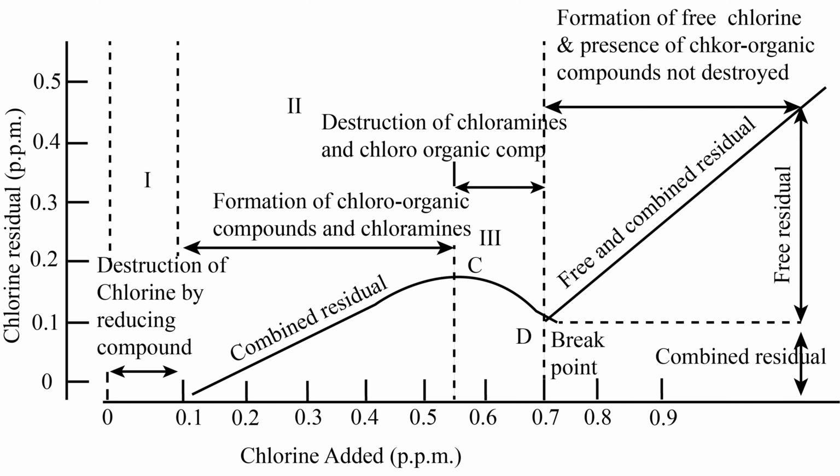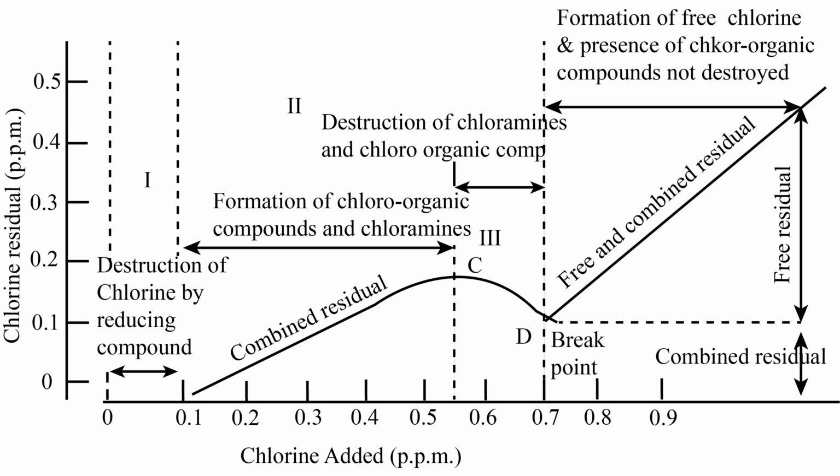So this stage is the destruction of chlorine by reducing compounds. In this stage there is no addition of chlorine taking place; only a minimal amount of chlorine has been added. In the second stage, a further amount of chlorine is being added.